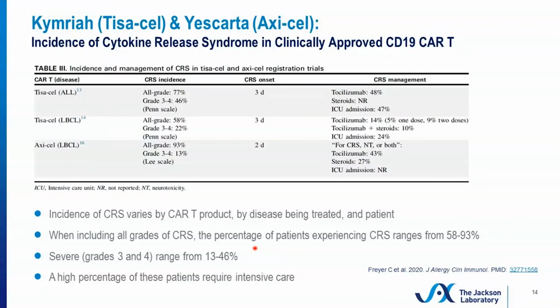When you look at all 4 grades, where grade 1 is a minor CRS response up to grade 4, which is a very serious CRS response, we see that between 58 and 93% of these patients are experiencing some kind of cytotoxic response or CRS-related response. And a very high percentage, around 13 to 46%, are reaching grades 3 and 4. So a lot of these patients will end up in intensive care and being treated with steroids, tocilizumab, and other things to suppress that immune response.